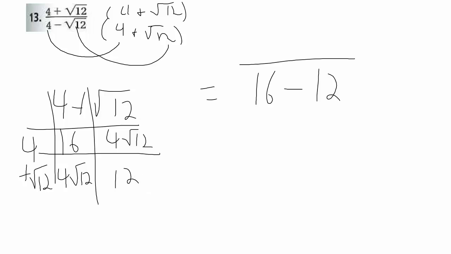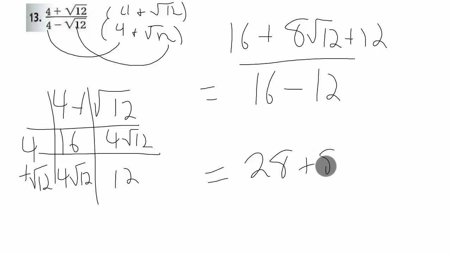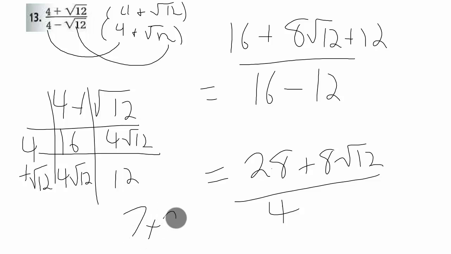And so the top becomes 16 plus 8 square root of 12 plus another 12, and it just so happens that the 16 and 12 can combine. So you get 16 and 12 make 28 plus 8 square root of 12. 16 minus 12, the denominator is 4. And then you can cancel out. 28 divided by 4 is 7. 8 divided by 4 is 2. So your final answer is 7 plus 2 square root of 12.